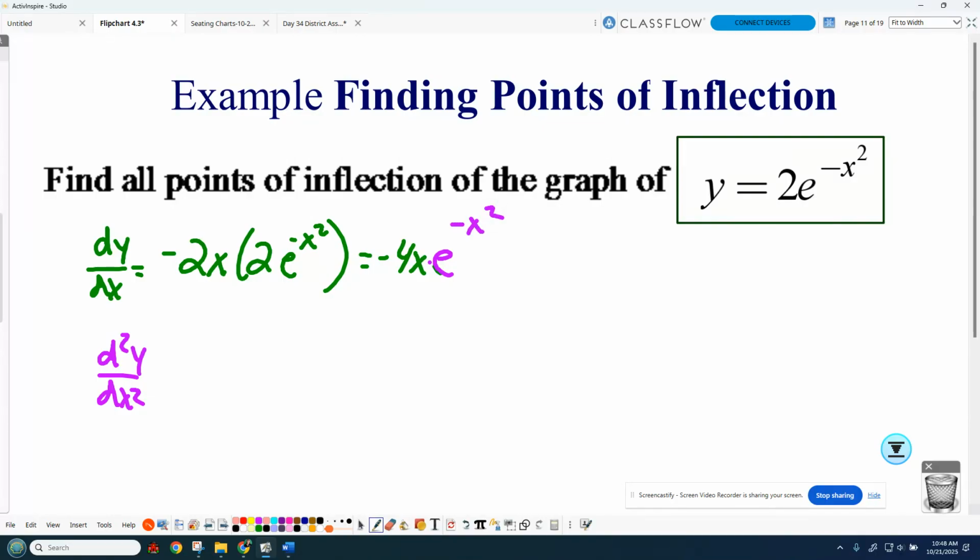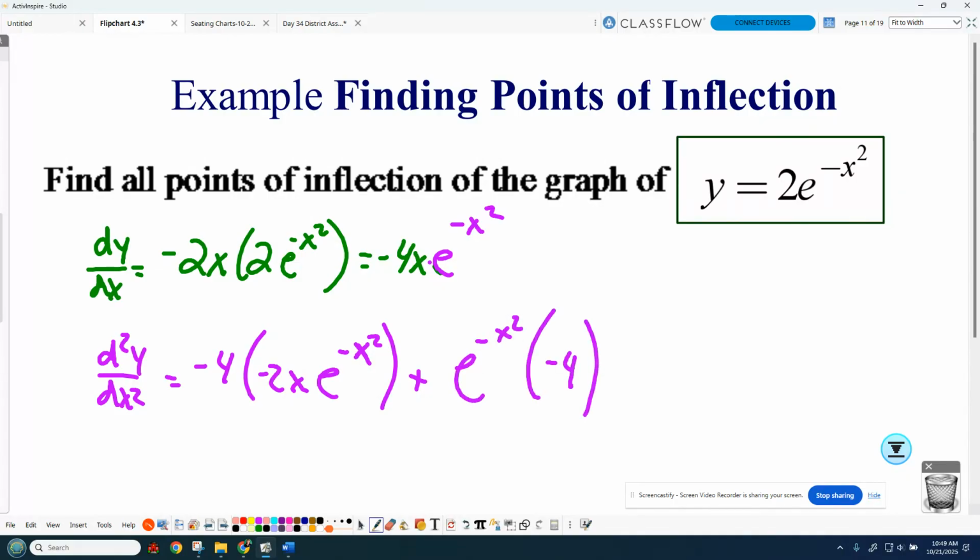Okay. Ugh. Product rule. First times the derivative of the second. Derivative of e to the negative x squared is e to the negative x squared times the derivative of the exponent plus second times the derivative of the first. Grossness, if I factor out negative 4 e to the negative x squared, I'm left with negative 2x and 1.